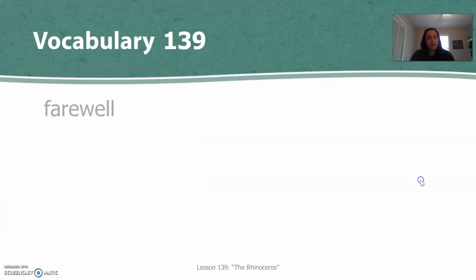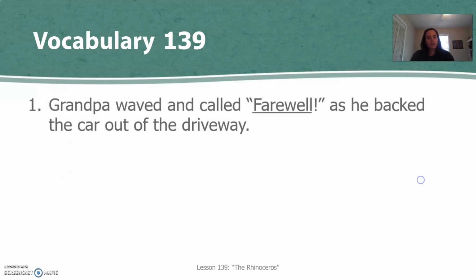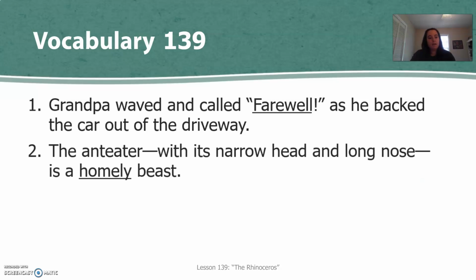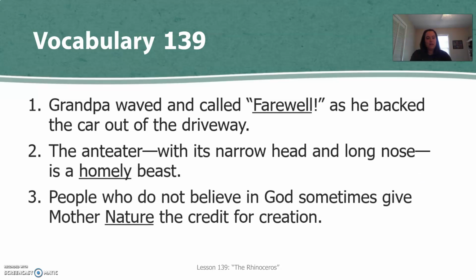So we've got a couple vocabulary words: farewell, homely, nature. Number 1, Grandpa waved and called farewell as he backed the car out of the driveway. Farewell means goodbye. Number 2, the anteater with its narrow head and long nose is a homely beast. Homely means not very pretty. Number 3, people who do not believe in God sometimes give Mother Nature the credit for creation, nature being the things that are outside.